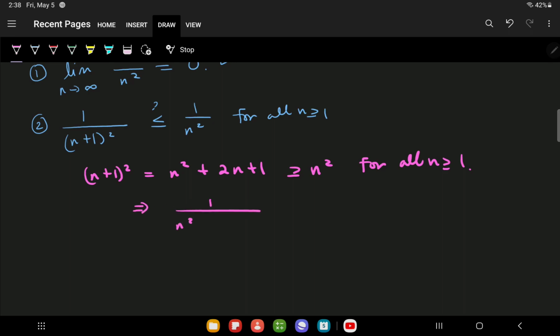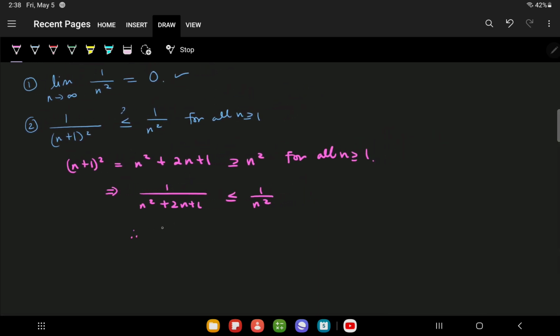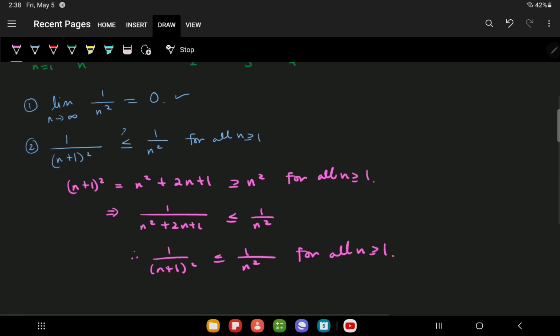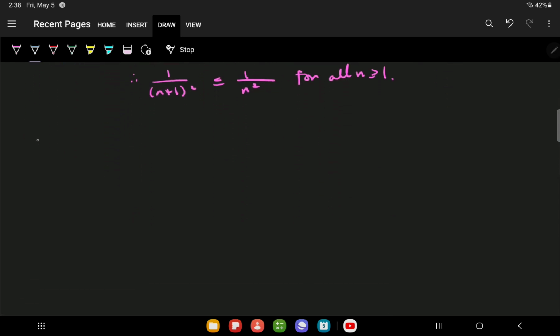That means if we flip it over, that's going to be less than 1 over n squared, since n is greater than 1 here. And yeah, we're done. Therefore, 1 over (n plus 1) squared is less than or equal to 1 over n squared for all n greater than 1. And since we have shown the nth term part and we have shown it's decreasing, we can conclude that the series converges by the alternating series test.